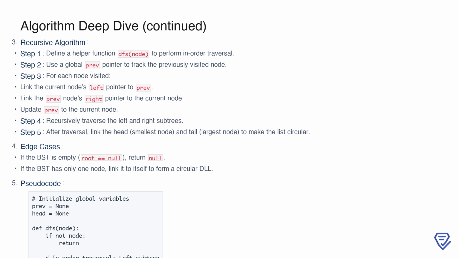Then, we update previous to the current node before moving to the right subtree. The traversal continues recursively for the left and right subtrees, ensuring that the nodes are processed in sorted order. Once all nodes are linked, we use the head and tail references to complete the circular connections. Special cases include handling an empty tree, where we simply return null, and a single node tree, where we link the node to itself to form a valid circular DLL.